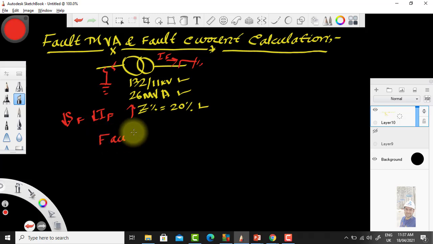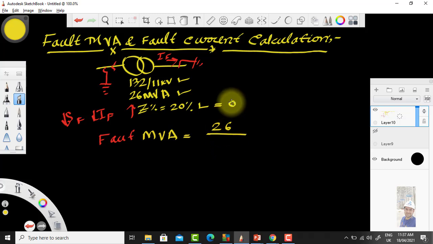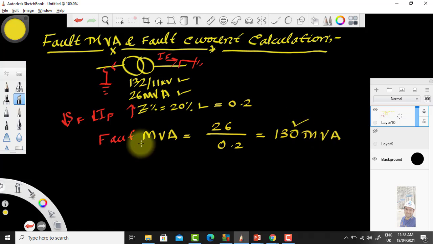Fault MVA can be calculated as the MVA rating of the transformer divided by the percentage impedance of the transformer, which is 20%. If you convert it to per unit, it will be 0.2. So we divide by 0.2, and the fault MVA will be 130 MVA. So now we have calculated the fault MVA. Now we will calculate the fault current at the HV and LV side.